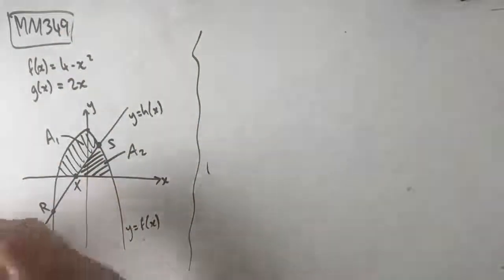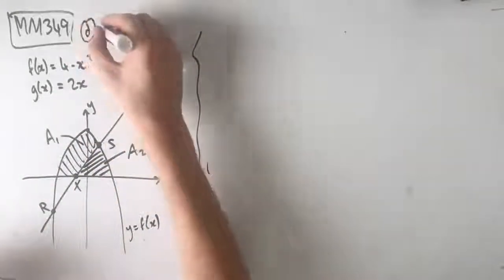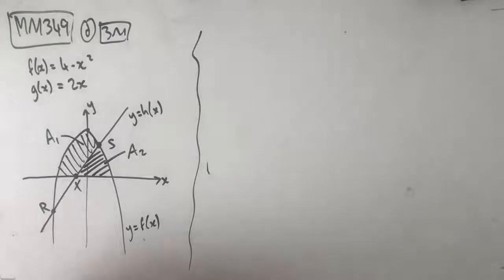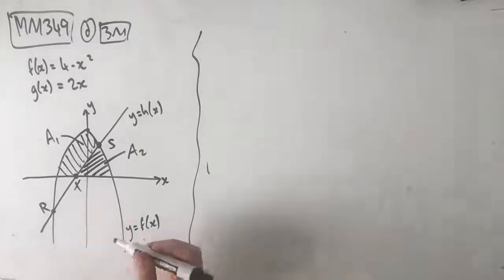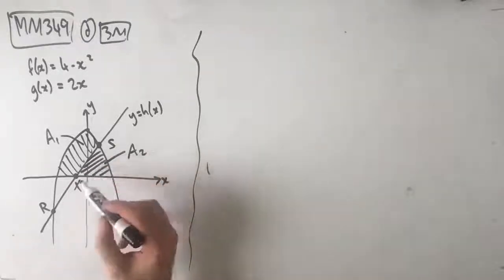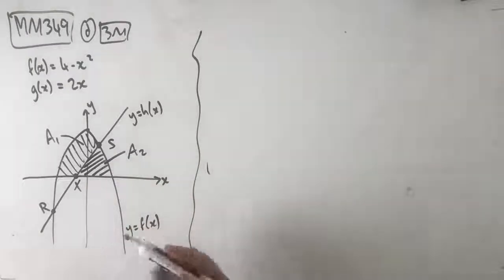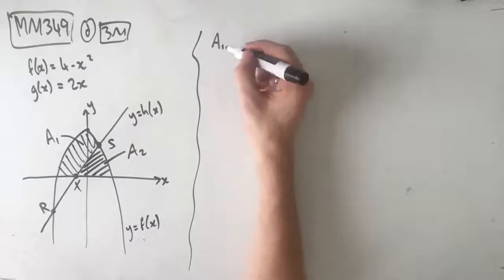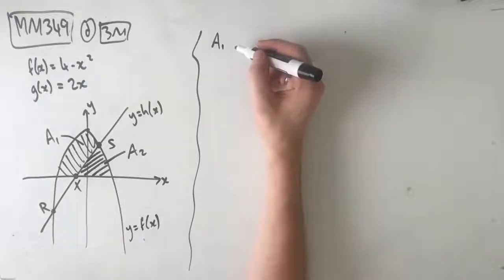What it says is, find the value of a for which the shaded regions A1 and A2 are equal, correct to 2 decimal places. So A1 is this first area here, A2 is this second area here, and we're going to need to make these equal to each other. Let's deal with A1 first, and then we can come back to A2. We'll deal with these separately and then solve them.